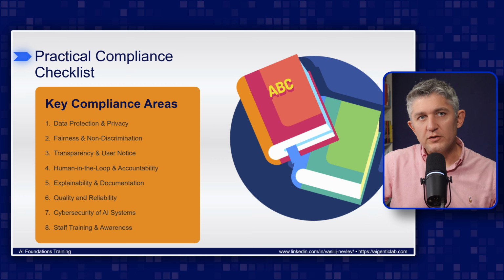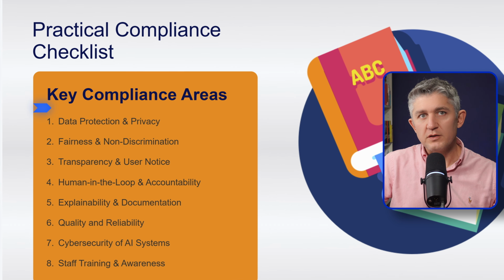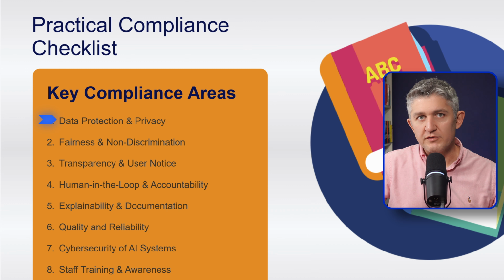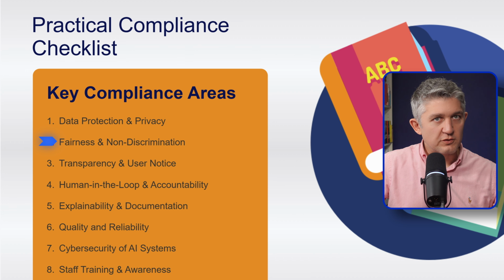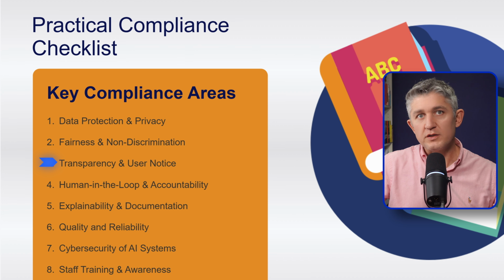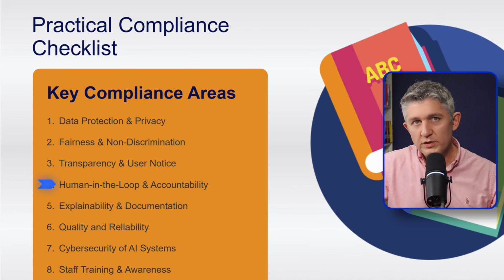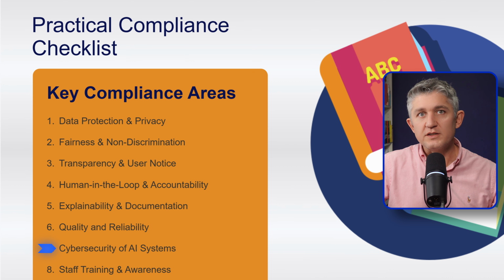Eight areas to get right in your business or department. Focus on data protection and data privacy. Implement fairness and non-discrimination policy. Take into account transparency and user voice. Implement human in the loop for critical workflows. Always consider cybersecurity of the AI systems, including the providers you're working with. And last but not least, staff training and awareness.